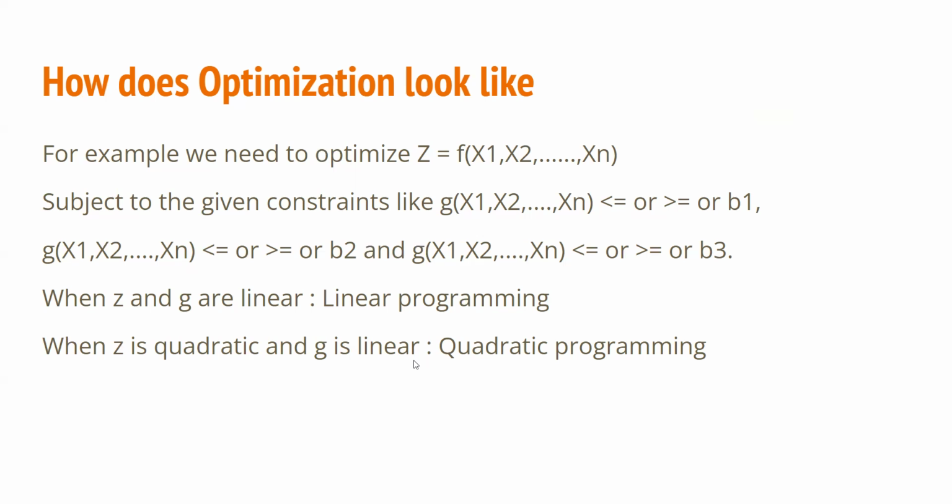You always have to keep in mind that the objective function and the constraints will always be linear if you are solving a linear programming problem. But if you are solving a quadratic programming problem, then the objective function will be quadratic, while the constraints will still be linear. So these are some important notes or pointers for solving any optimization problem, and you have to remember this.